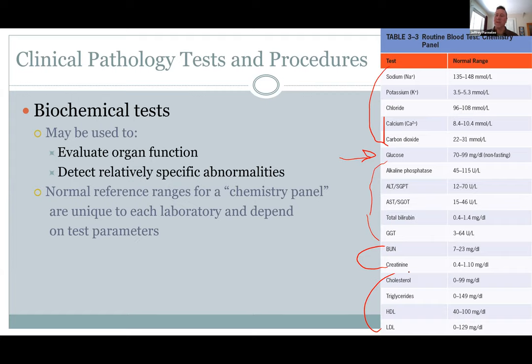So this chemistry panel varies, again, among racial groups, sex, age, things like that. These numbers aren't set in stone, but they're critically important, just beautiful tools. The lab will give you these and you can look at them right away.